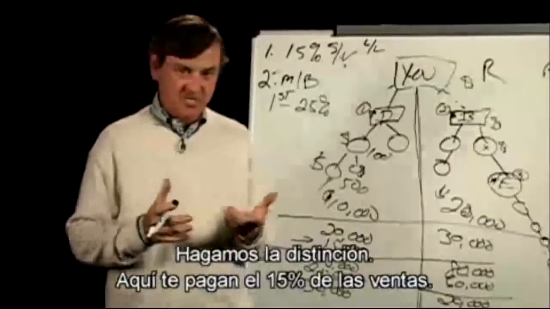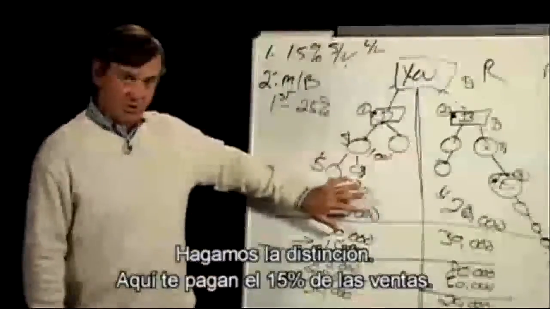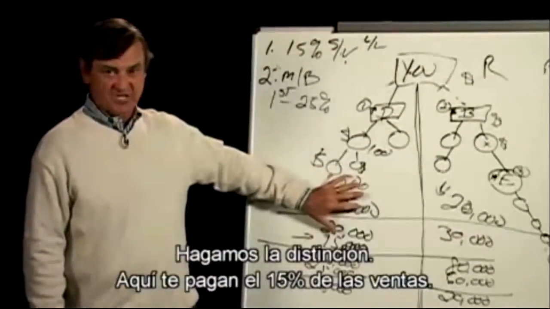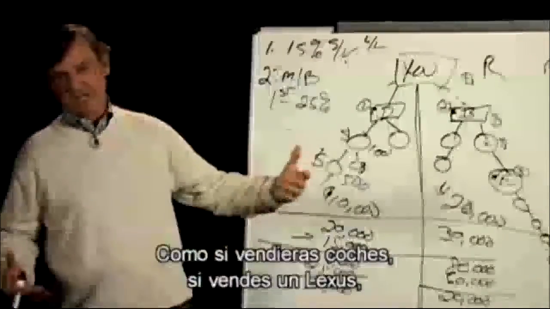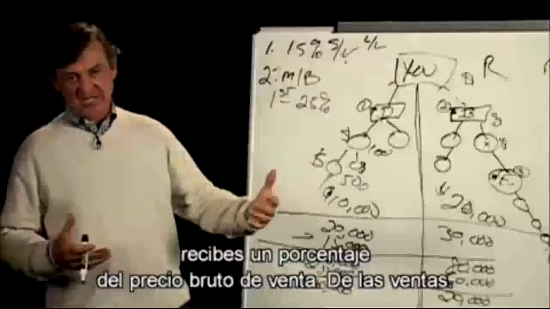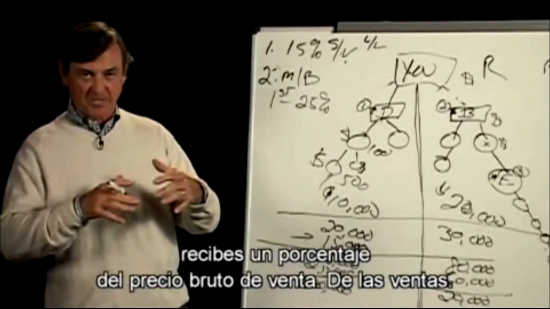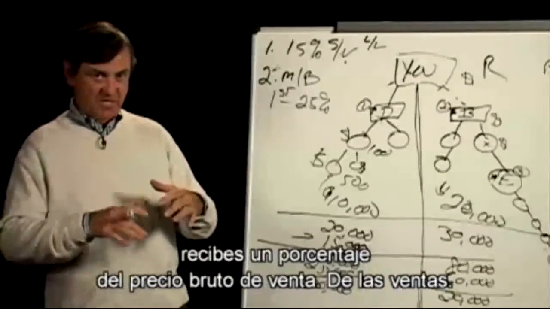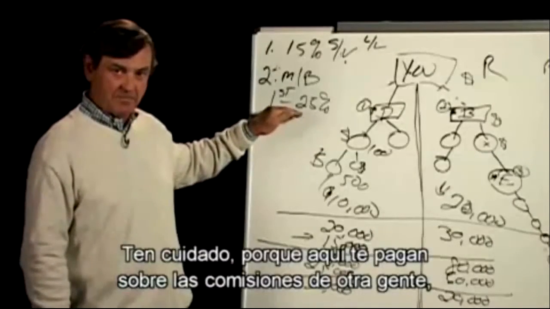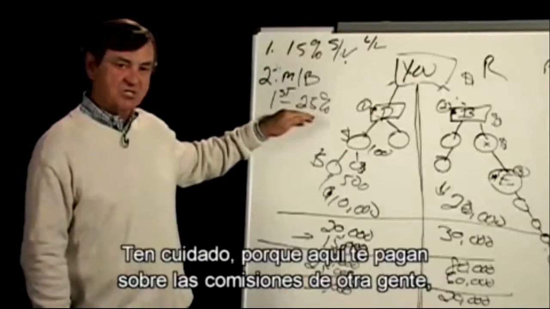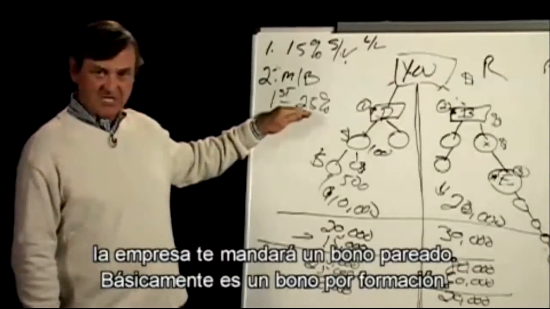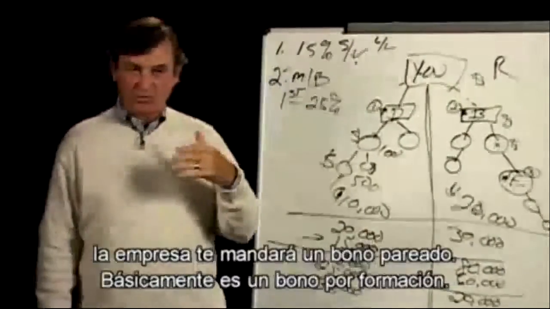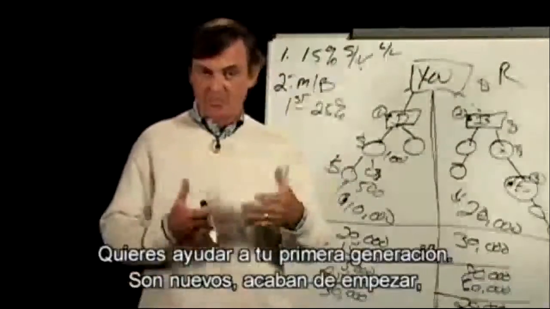Now, let me make the distinction. Here, you got paid 15% of sales, right? Just like if you're selling automobiles, if you sell a new Lexus, you get whatever the percentage is, paid on the gross sales price, on sales. Be careful, because here you're getting paid on commissions of other people. The company sends you a matching bonus. So it's basically a built-in training bonus, because you want to help your first generation.